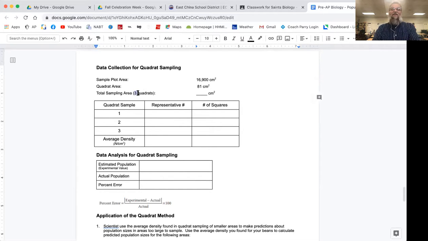And then in class, we changed this 3 to 9 so we had more samples. And so 9 quadrats would be 9 times 81, because each quadrat's 81, and we're using 9 of them. 9 times 81 means we're going to study a total area of 729 centimeters squared. So of that square on the floor, that is 16,900 centimeters squared, we're going to look at, using the quadrat, about 729 of the 16,900 centimeters squared.